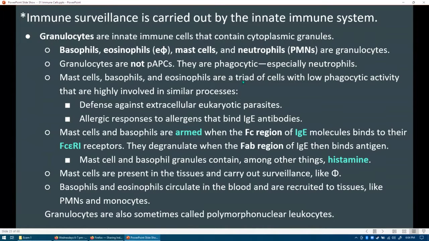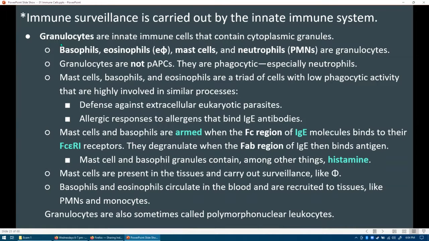A bit of a different cell group is the granulocytes, and I put this here because I didn't know where else to put it. Neutrophils are a type of granulocyte, as I mentioned. Basically, a granulocyte is an innate immune cell that contains cytoplasmic granules. We differentiate between these cell types for a few reasons. First of all, they have a different microscopic appearance, and they come from a different precursor cell than monocytes, macrophages, and dendritic cells, so they have a bit of a different lineage.